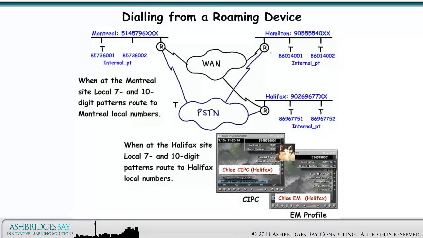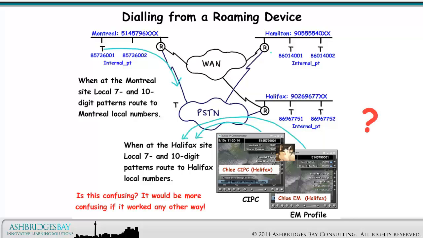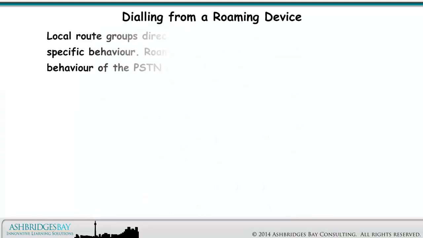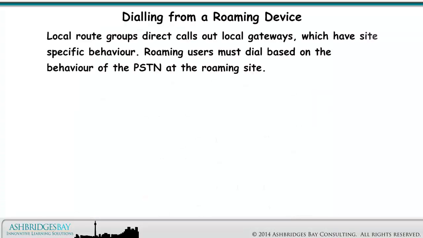When at the Montreal site, local 7 and 10-digit patterns route to Montreal local numbers. When at the Halifax site, local 7 and 10-digit patterns route to Halifax local numbers. Is this confusing? It would be more confusing if it worked any other way. Local route groups direct calls out local gateways, which have site-specific behavior. Roaming users must dial based on the behavior of the PSTN at the roaming site.